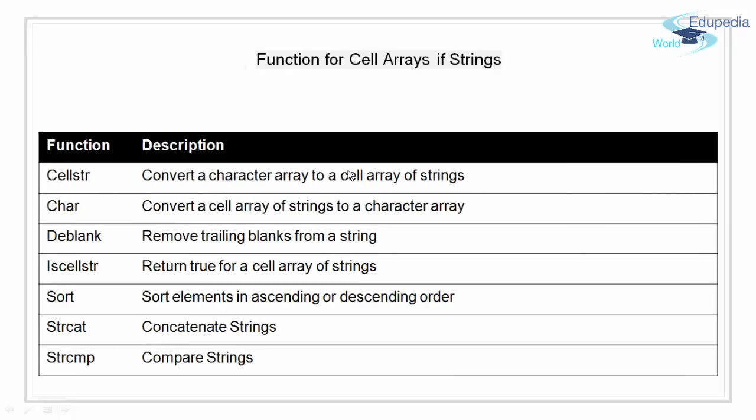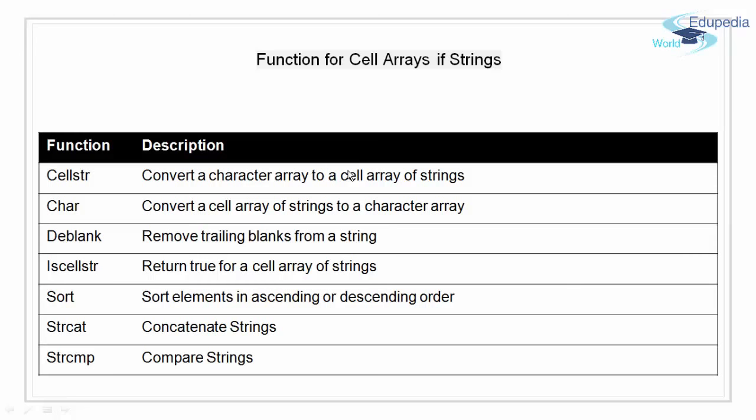Functions for cell arrays of strings. There are certain cell and cellstr functions available in MATLAB. We have cellstr that converts a character array to a cell array of strings. Then we have the char function that converts a cell array of strings to a character array. Then we have the deblank function that removes the trailing blanks from a string.